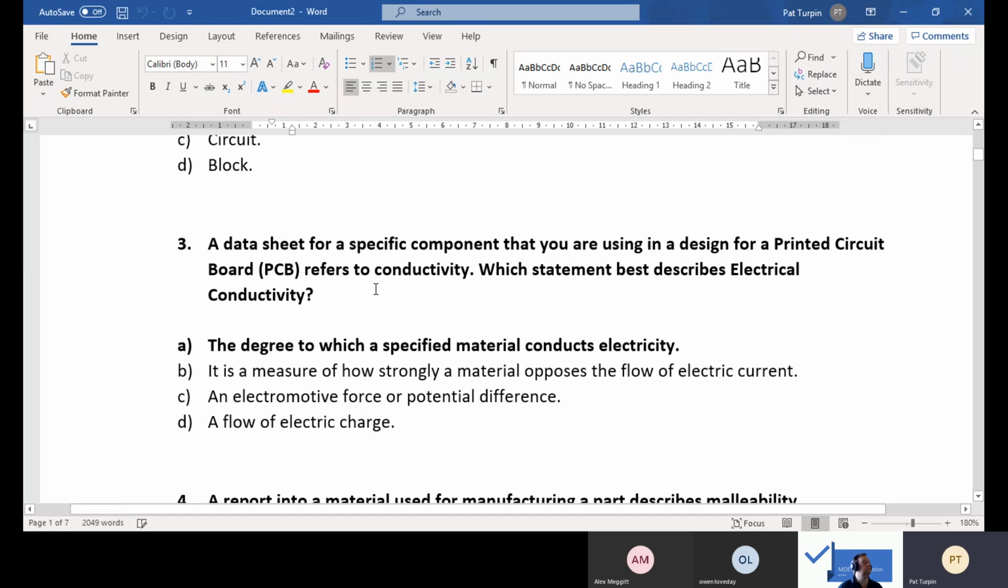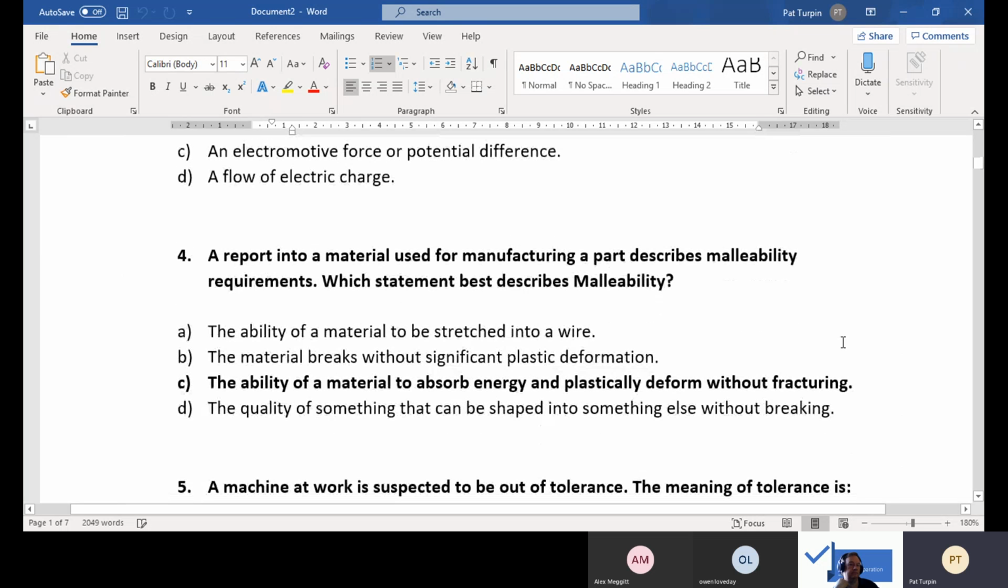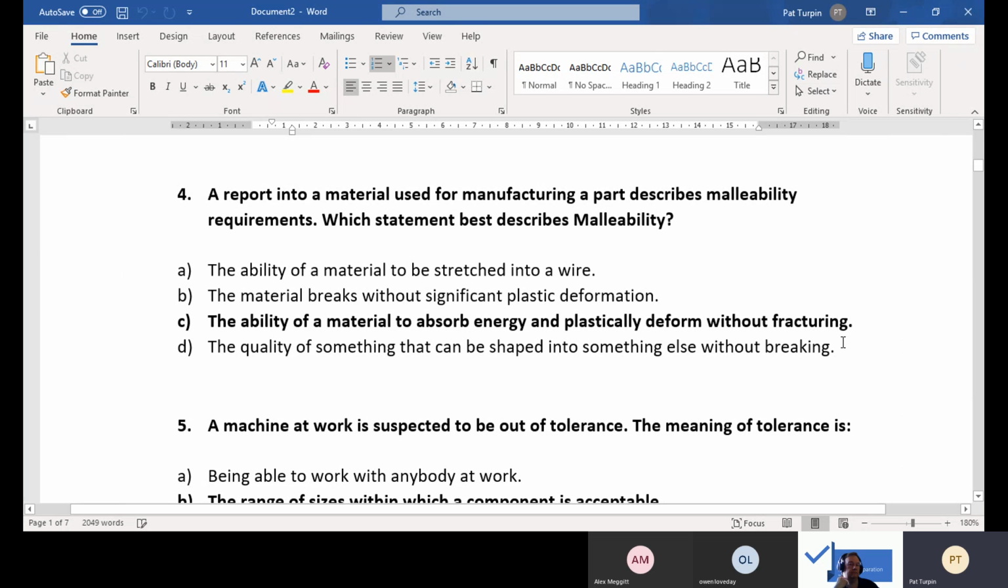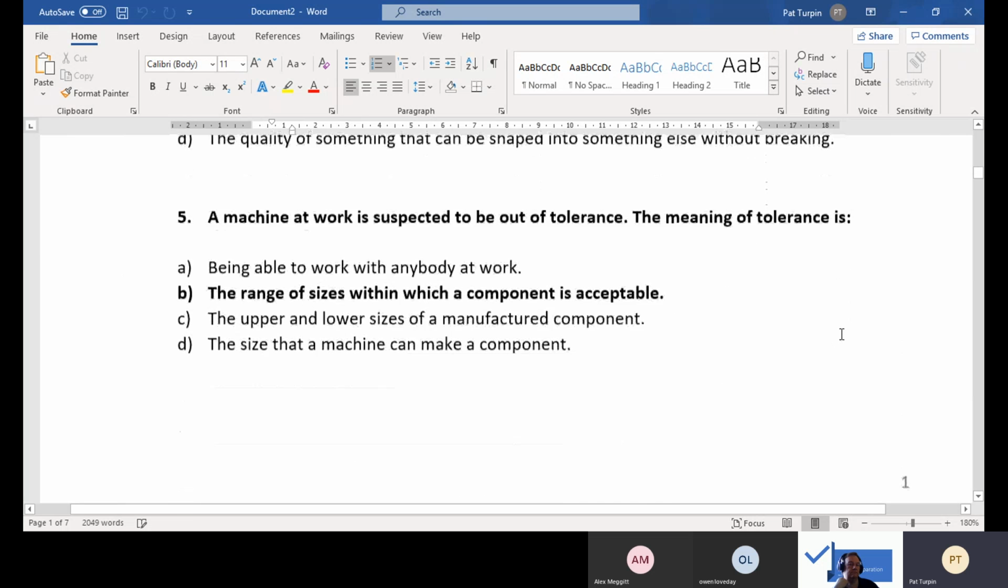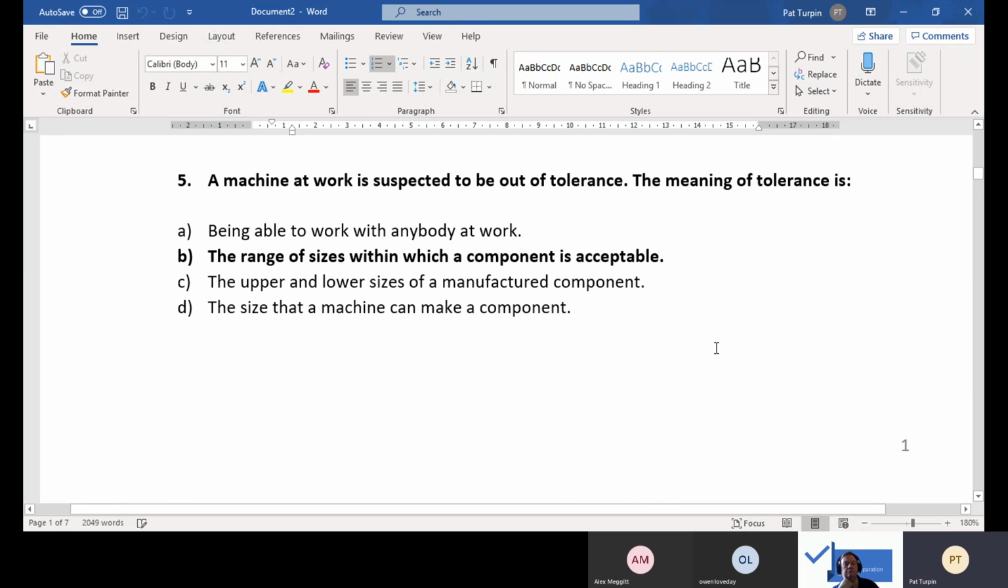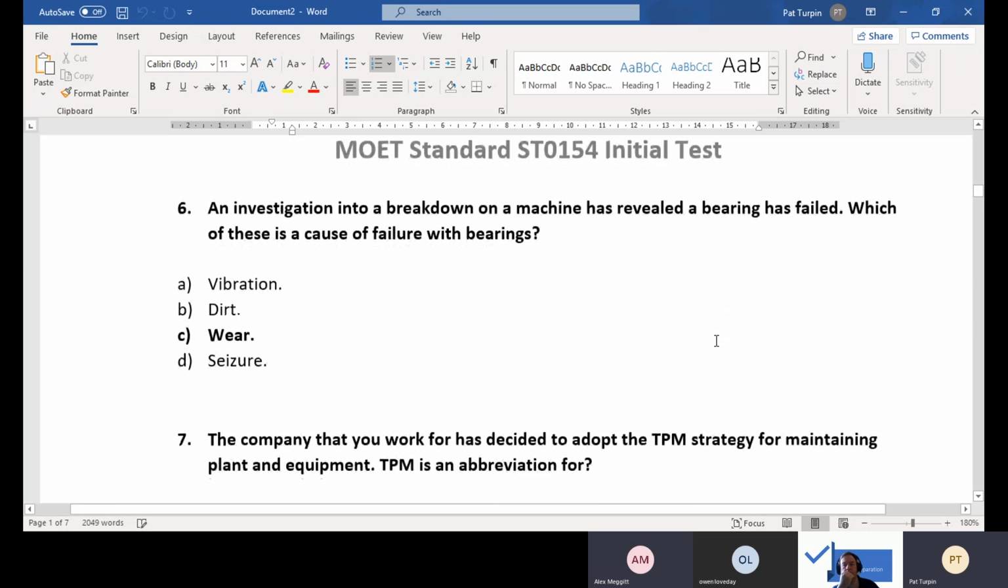Data sheet for printed circuit board refers to conductivity. So you obviously know about electrical conductivity, Alex. That ain't a problem. We said about malleability. We said about tolerance, and we know what tolerance is, upper and lower. That one we got confused on. I'll get some clarification. So can we get a definite answer for that one?